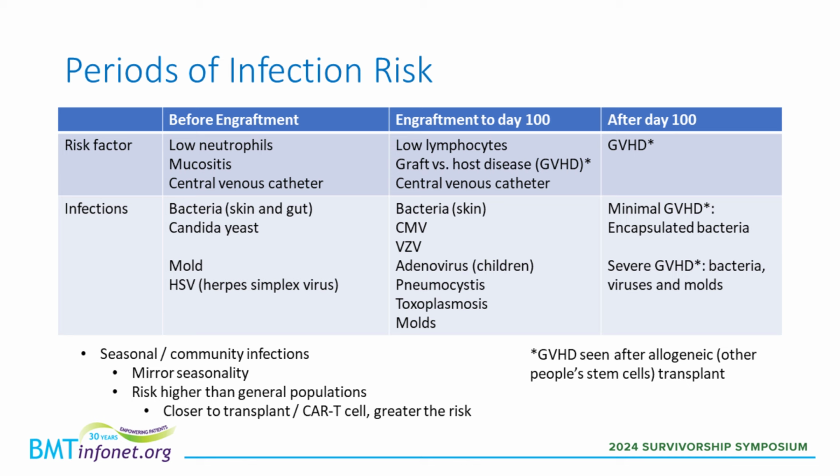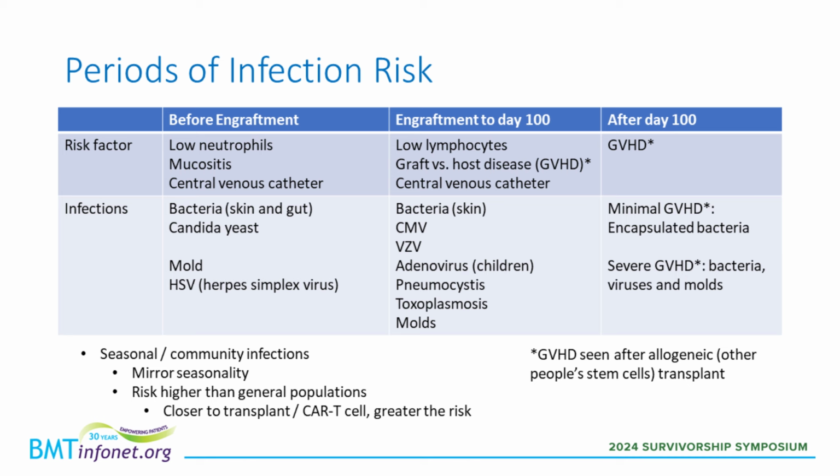During this period, people often still have their central venous catheter placed as well, as they might need additional blood products. So during this period, we tend to see infections due to skin bacteria from that central venous catheter, and then the opportunistic infections we see most commonly are infections due to CMV, VZV, and another virus called adenovirus. It's a respiratory virus that's more of a concern in children than in adults. We also see infections due to an organism called pneumocystis, as well as that parasite toxoplasmosis, and also mold infections as well.